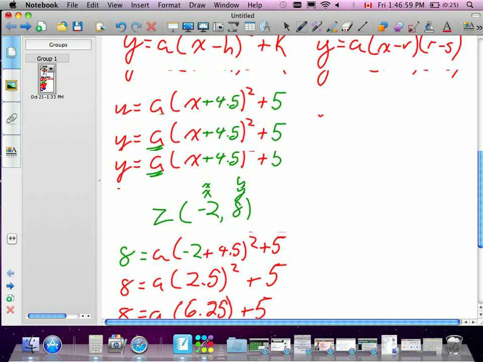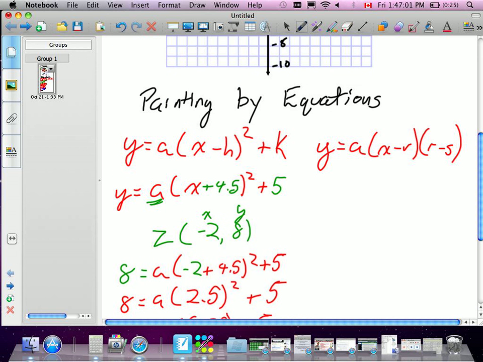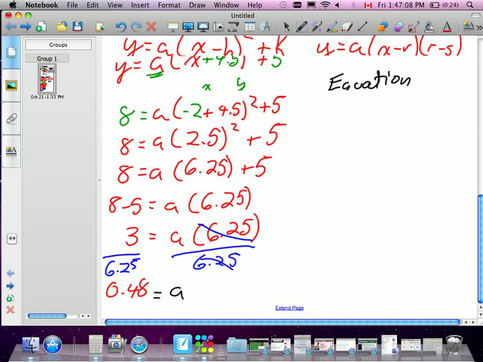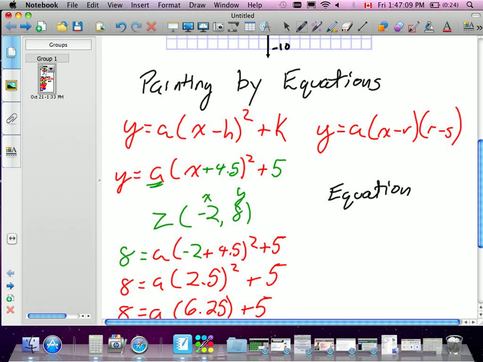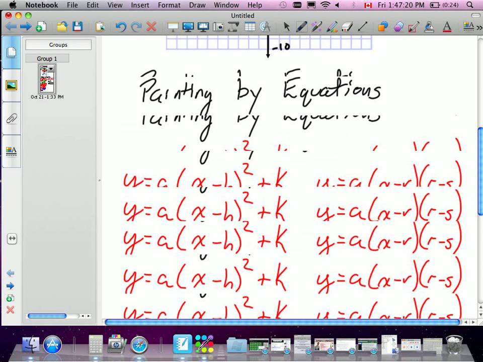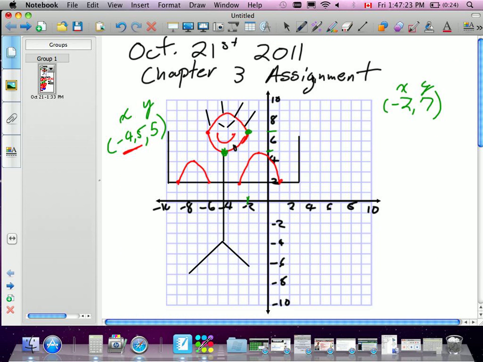So the equation of that line, we'll write it in black. The equation of that line was y equals 0.48 (x plus 4.5) squared plus 5. Okay, so that's all the information we found out. So that was one of the equations. That's one of the graphs I used.